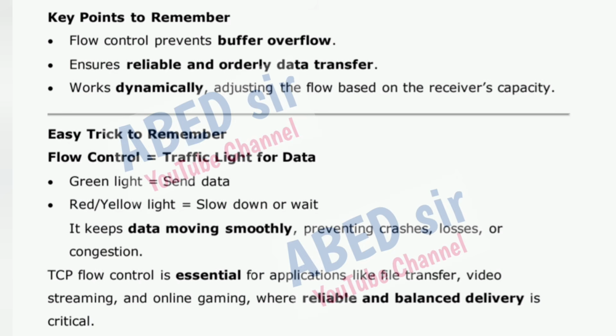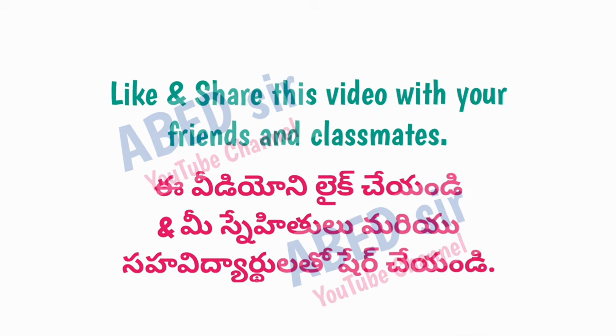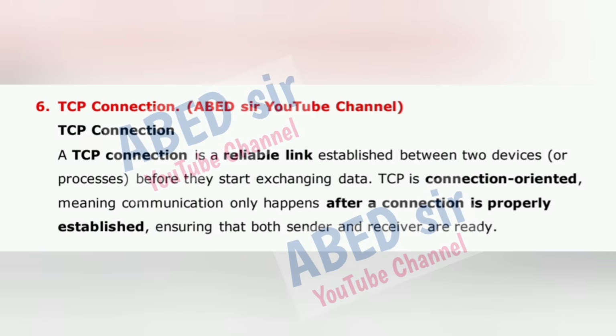Easy trick to remember: flow control = traffic light for data. Green light = send data. Red or yellow light = slow down or wait. It keeps data moving smoothly, preventing crashes, losses, or congestion. TCP flow control is essential for applications like file transfer, video streaming, and online gaming, where reliable and balanced delivery is critical.